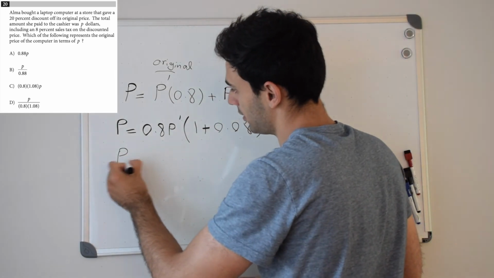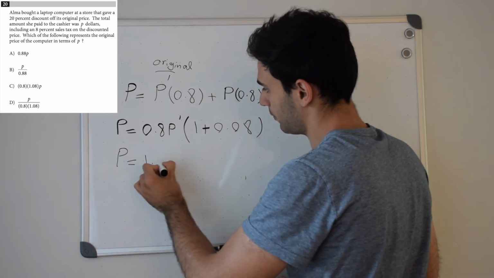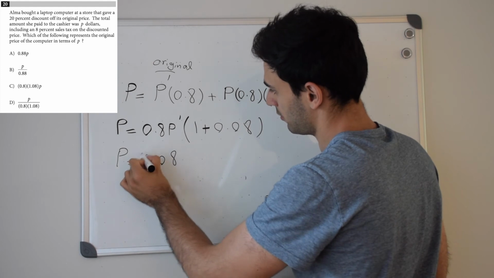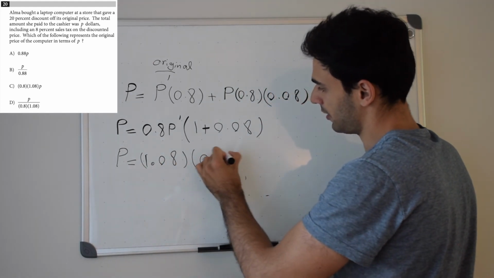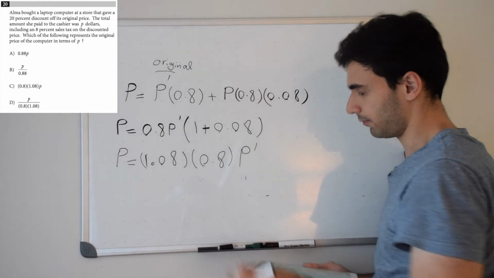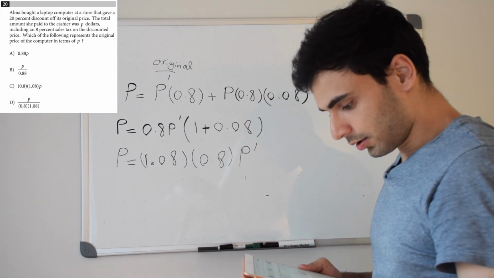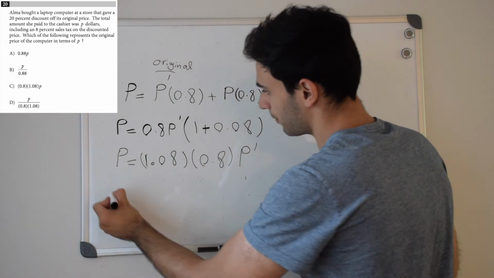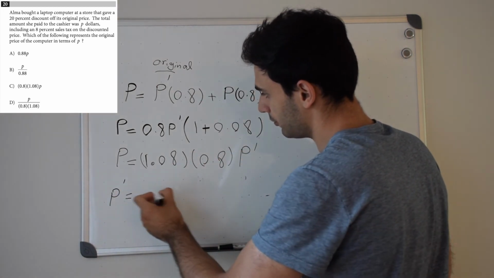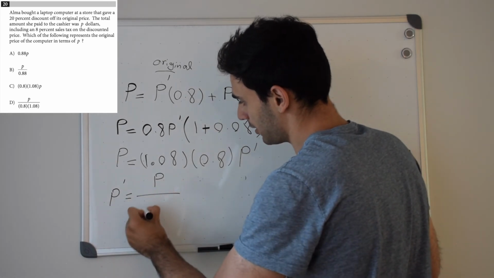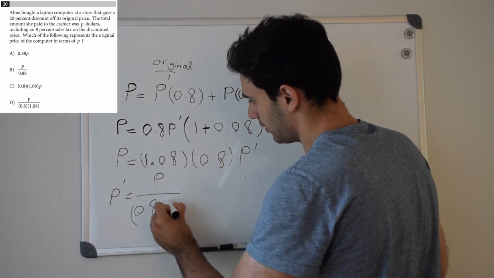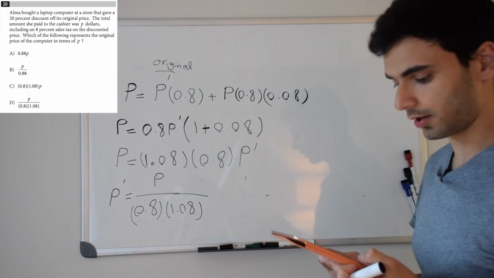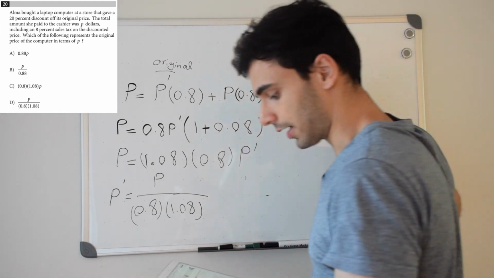So P is equal to 1.08 times 0.8 P prime. So this is the original price. So the original price will be equal to P divided by 0.8 times 1.08. There you go. We have it. The answer is D.